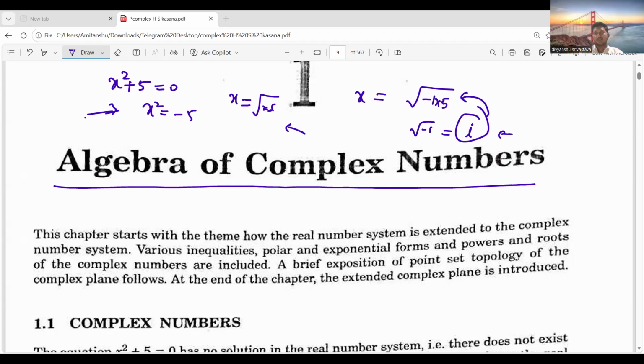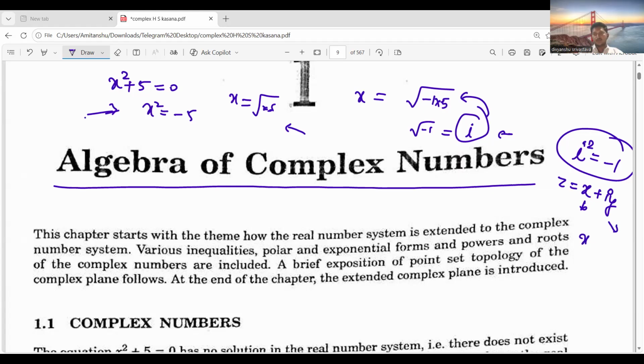Okay, and iota square will be equal to -1. And z is equal to x plus iota y. Some introduction about z is equal to x plus iota y: x is used for the real part and iota y will be used for the imaginary part.